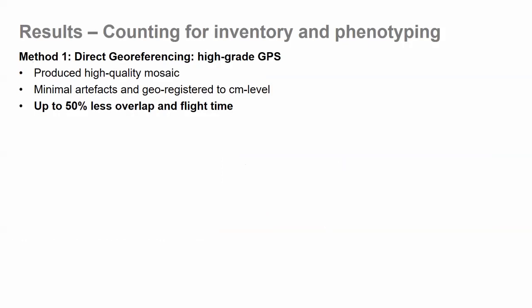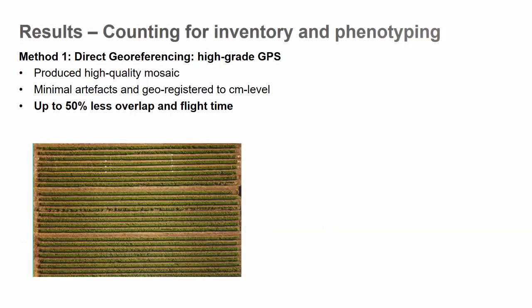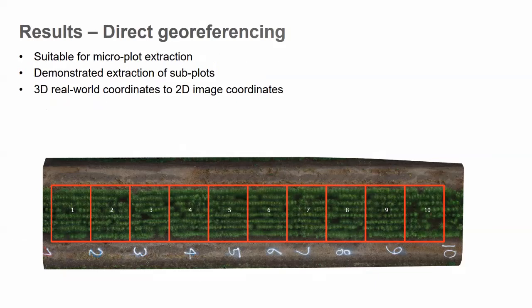The results from the direct georeferencing approach to generating imagery over the seedling beds were excellent. Overall, it produced very high quality orthomosaics with minimal artifacts, and it was georegistered to the centimeter level. Most importantly, it allowed us to do this with up to 50% less overlap in flight time than a traditional orthorectification approach.